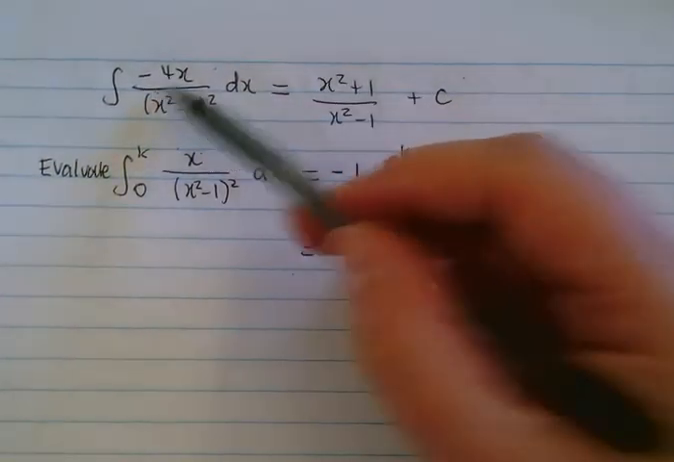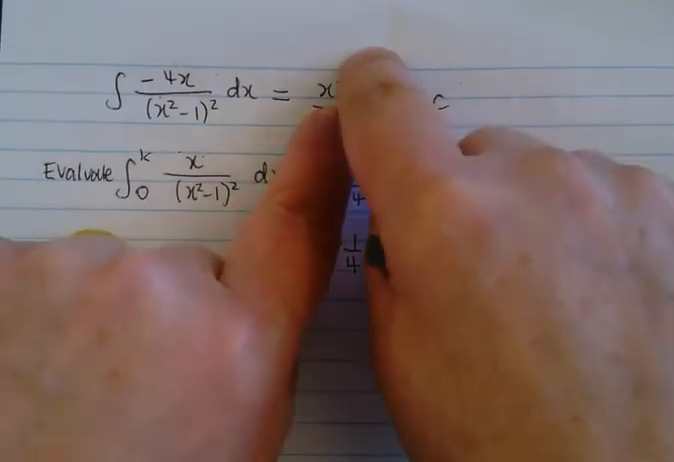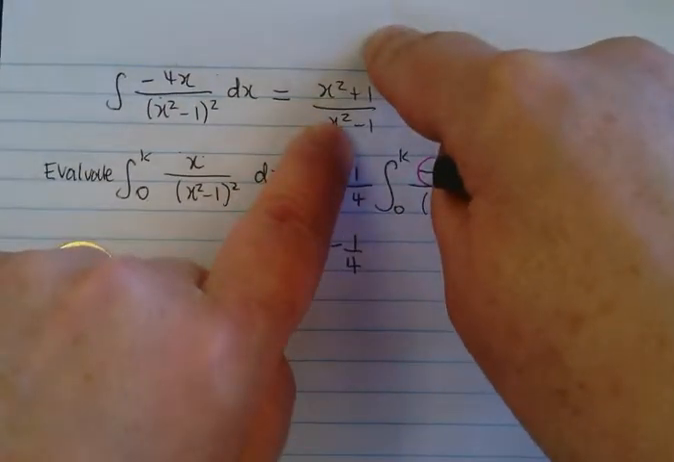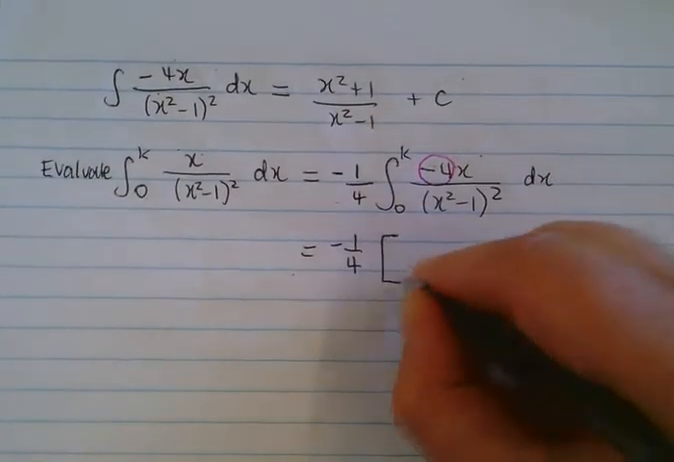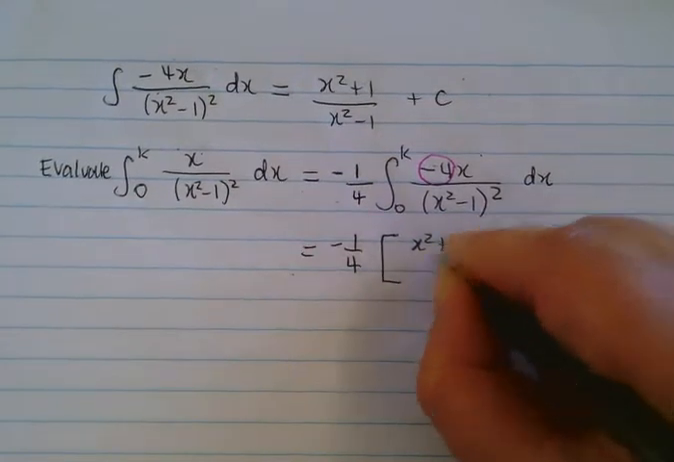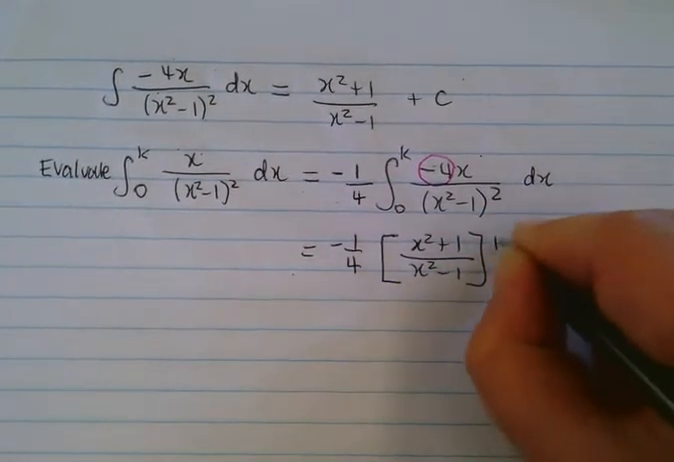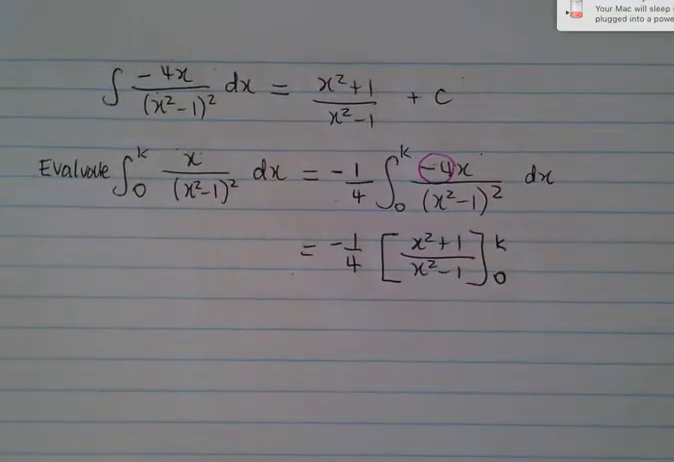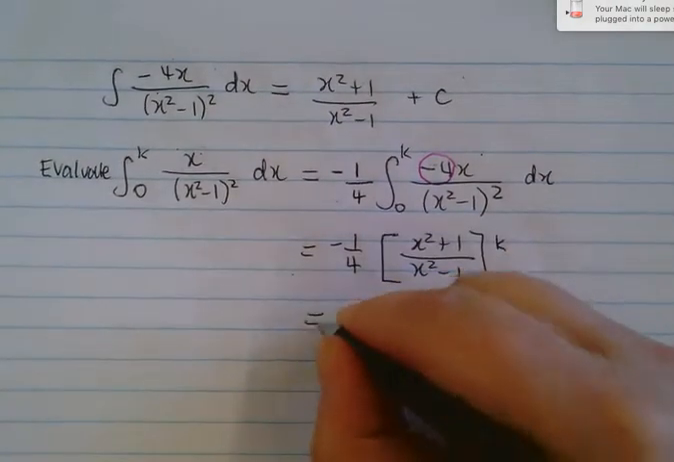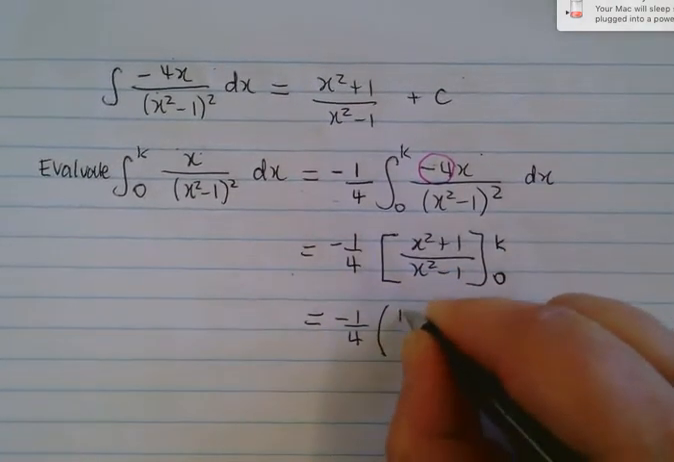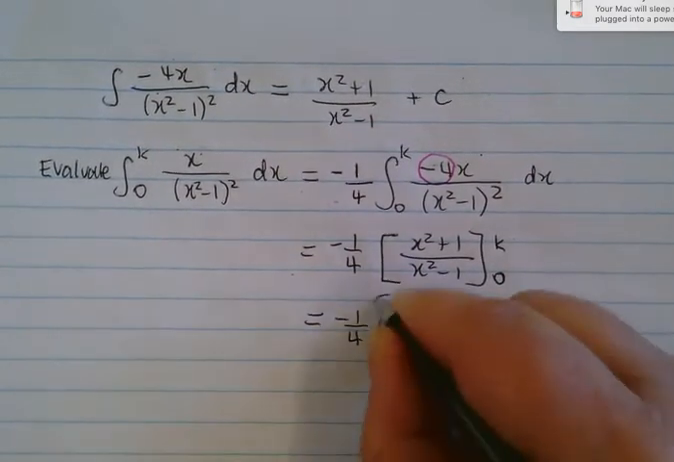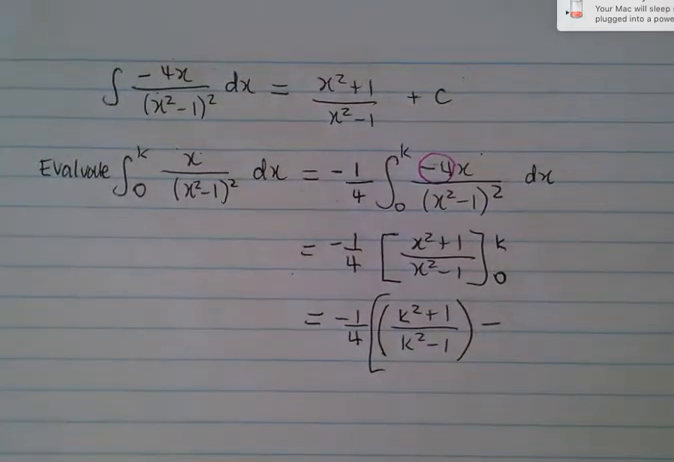I know the integral of this is that, because when I differentiated this in part 1, I got that. So if I integrate that answer, I go back to the original function. So I've got 1/4 times x squared plus 1 over x squared minus 1, substituting between the values of k and 0. I don't need plus c because it's a definite integral. So I've got negative 1/4 times k squared plus 1 over k squared minus 1. I'm not finished. Minus. Girls, do you get what I've just done?